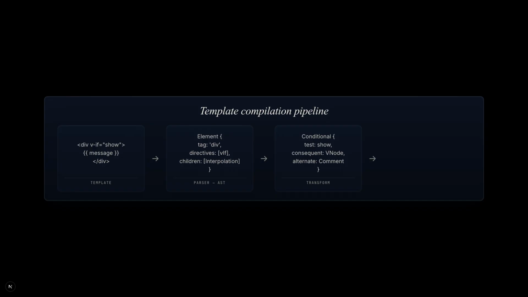The compiler transforms templates in 4 stages. First, the parser tokenizes the template and builds an abstract syntax tree. Then, the transform phase applies node and directive transforms, converting v-if into conditionals and optimizing static content. Finally, CodeGen emits JavaScript code that creates vnodes at runtime. All of this happens at build time, so there's zero parsing overhead in the browser.